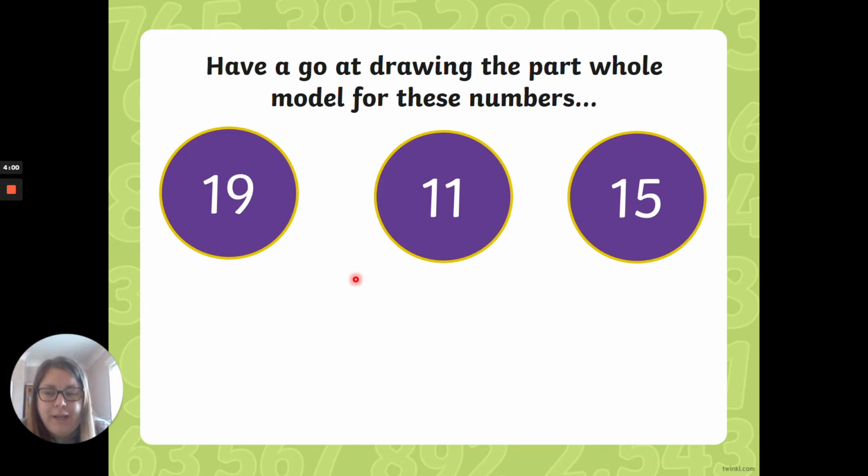There are other ways we can draw the pothole model and make 19, 11 and 15, but what I want you to focus on today is just thinking about the 10 and the ones, all right? So off you go, pause the video.